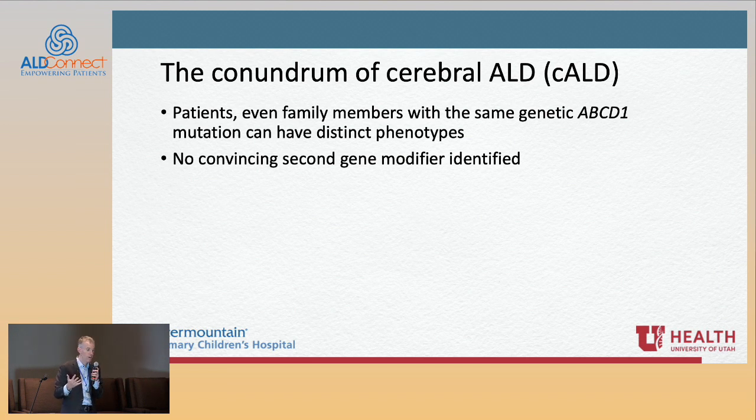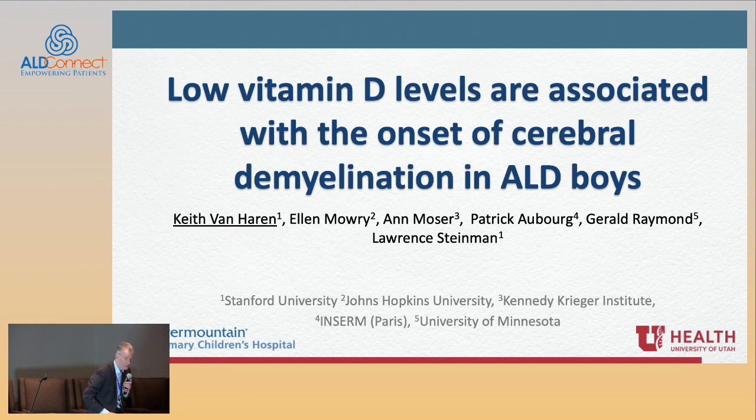And as far as we can tell, there doesn't seem to be any differences. There have even been case reports of twins, so very genetically similar, who have these disparate outcomes. So this is work that Keith Van Haren has been presenting for multiple years, and he kept talking, and I finally paid attention one time. He kept saying these low vitamin D levels are associated with the onset of demyelination.